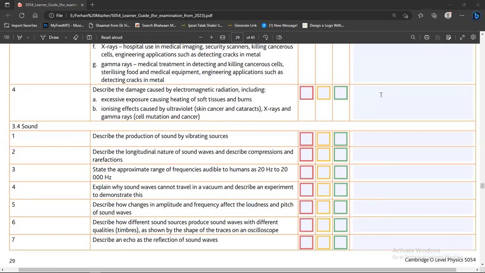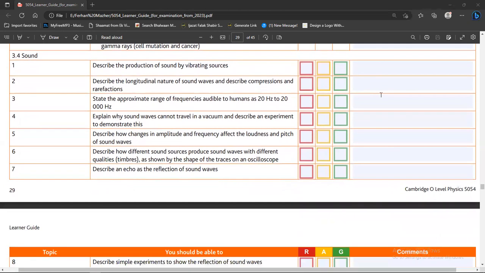Then the topic is sound. Describe the production of sound by vibrating sources. Describe the longitudinal nature of sound waves and describe compressions and rarefactions. State the approximate range of frequencies audible to humans as 20 hertz to 20,000 hertz.